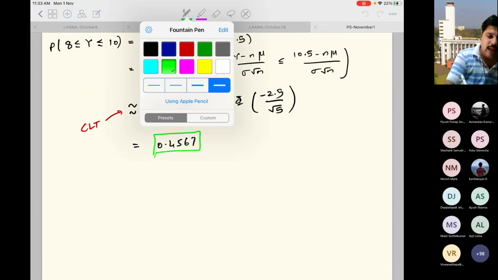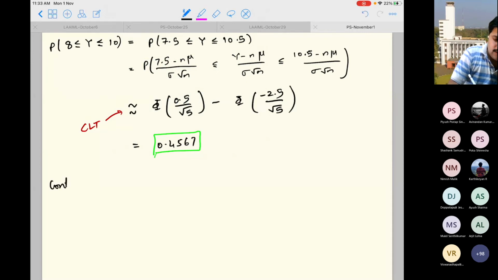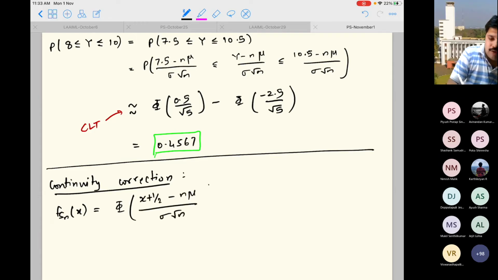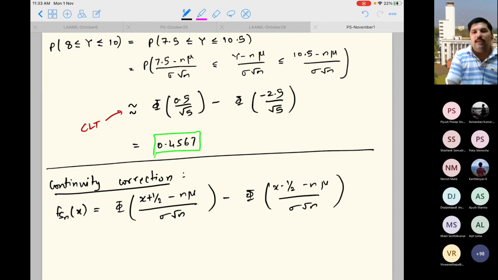So this continuity correction I'll just write down theoretically. What is this continuity correction? The continuity correction that you will have is the following. If you want to calculate the probability F_Sn(x), then this will be equal to phi of (x plus half minus n mu) divided by sigma root n, minus phi of (x minus half minus n mu) divided by sigma root n, right? So this is the continuity correction that you will have.